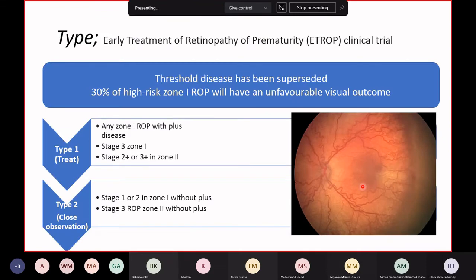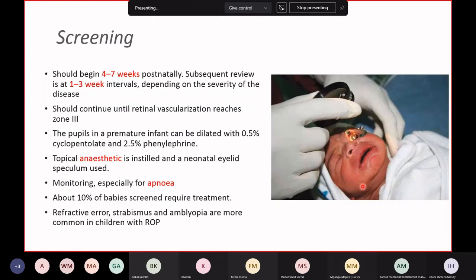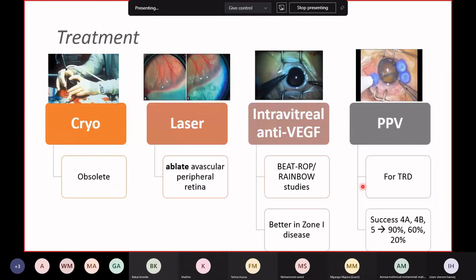We may need to do pars plana vitrectomy for patients with stage 4 or 5 who develop tractional retinal detachment. The success is better with stage 4, in which there is no complete retinal detachment, than with stage 5, which had complete retinal detachment.